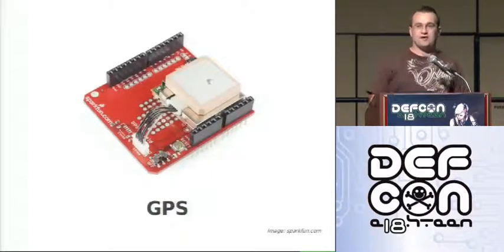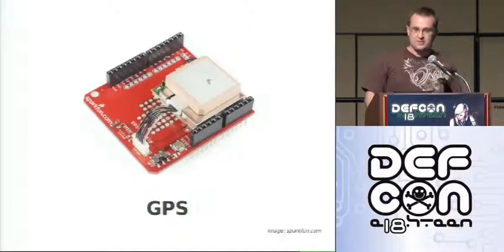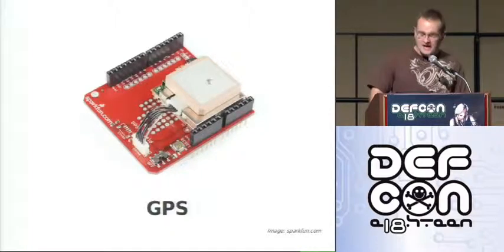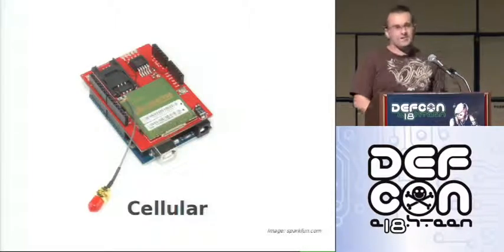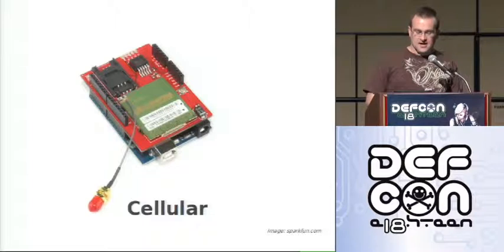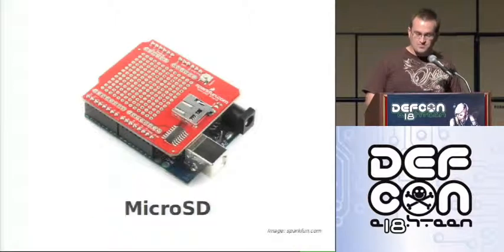GPS, which will tell you where you are, unless you're inside a building, in which case it won't. There's a lot of solutions available. This particular board, you can plug different GPS modules in depending on what your requirements are. You can also have cellular connections. Sending SMS messages, making data connections and so forth. And also micro SD, which gives you the ability to have large amounts of storage.